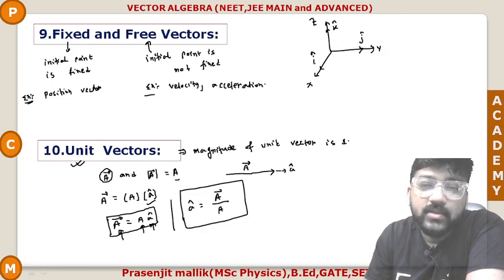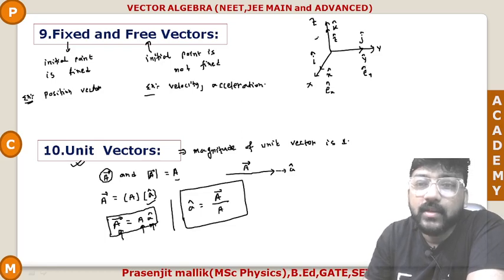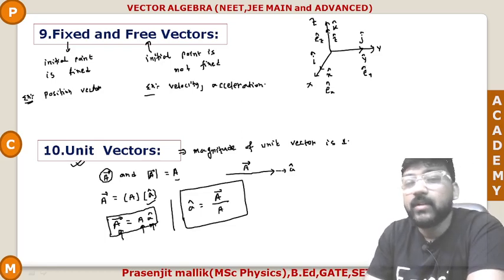Sometimes the notation may be changed. Suppose in this direction, some people can write x cap along this direction. Instead of j cap, we can write y cap. Instead of k cap, we can write z cap also. But they have the same meaning. Sometimes in most standard textbooks, you can see something like this: ex cap, ey cap, and ez cap also. But they have the same meaning.